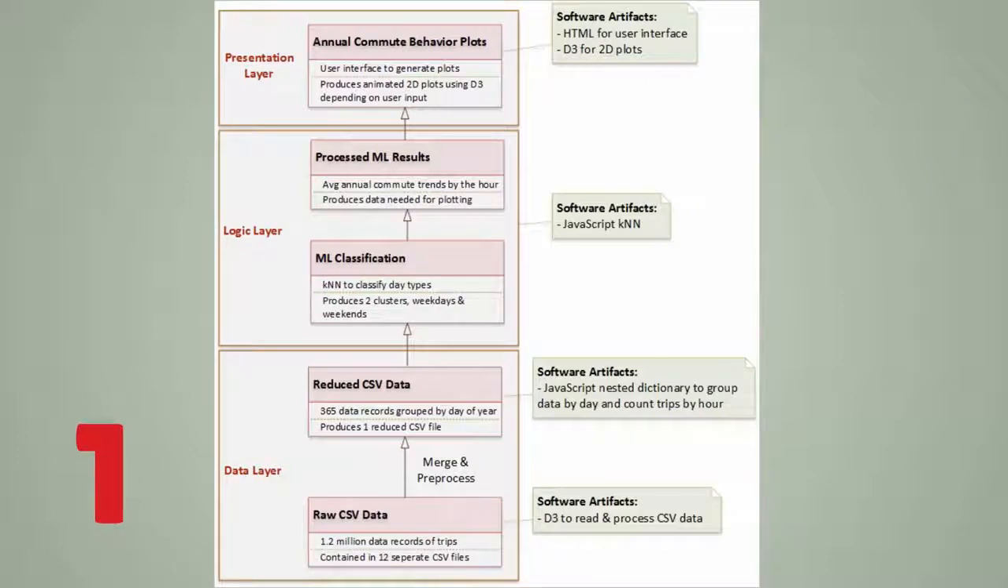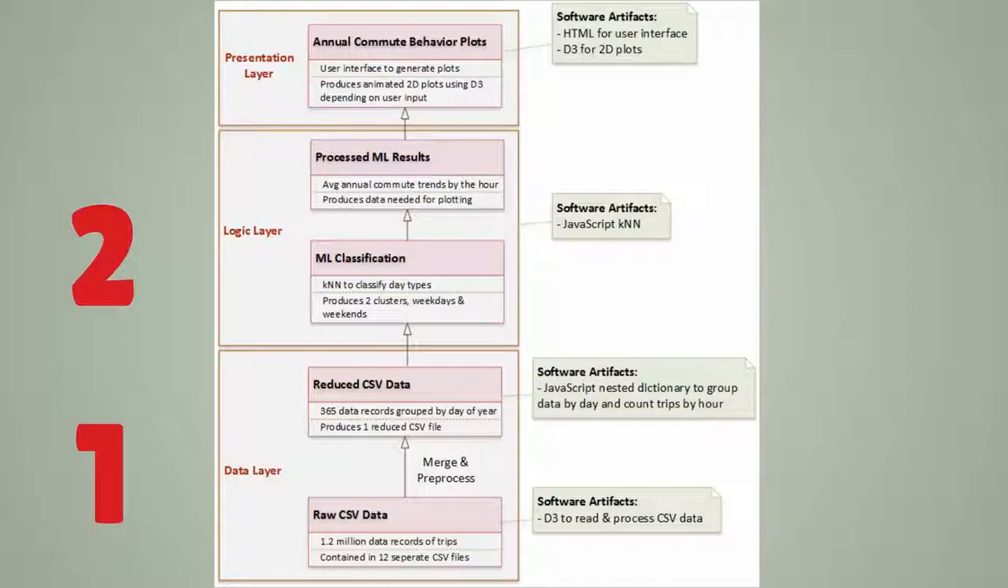First, the data layer is responsible for reading the CSV raw files and reducing it to a single file. Ultimately, we reduced the 1.2 million trip entries into 365 entries only, each representing a day of the year. Next, our reduction algorithm uses a double-nested dictionary counter mechanism to count the number of trips per hour per day of the year. Second, the logic layer takes the reduced data and applies the KNN algorithm to it.